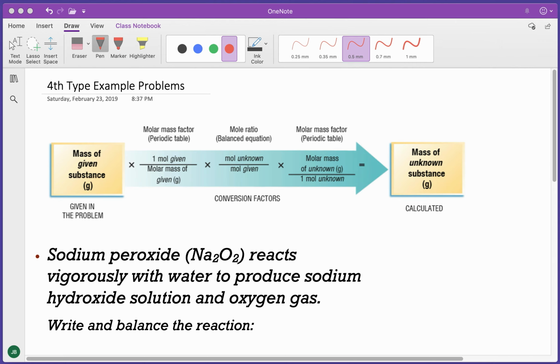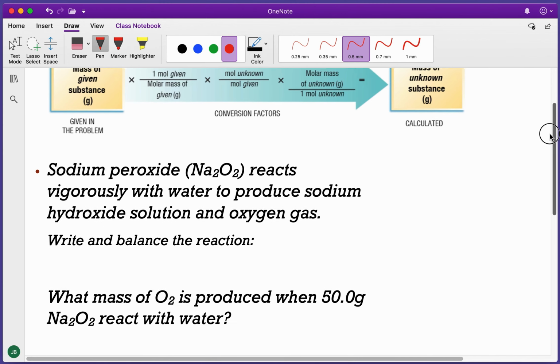And when we look at this chart up here, we see that we are going to start off with the mass of our given. Then we are going to put in the molar mass of the given or known. We're going to follow that up with the next part of our train tracks being the mole ratio, so moles over moles. And then once again, another molar mass, this time for the unknown. And then we can plug and chug and find our answer.